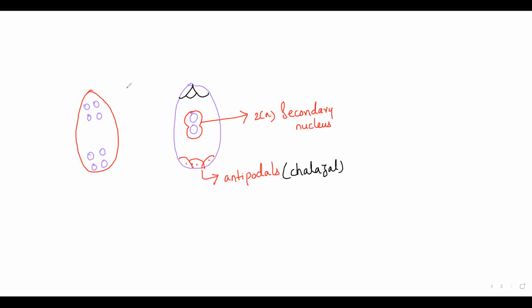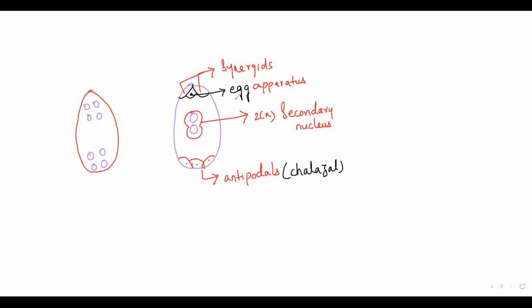Okay, so you can see that amongst these 3, the central cell here will be called as the egg cell or the egg apparatus, and the other 2 will be called as synergids. Okay, the peripheral ones are being called as synergids, and the central one is being called as egg cell, or we call it as egg apparatus. Okay, children.